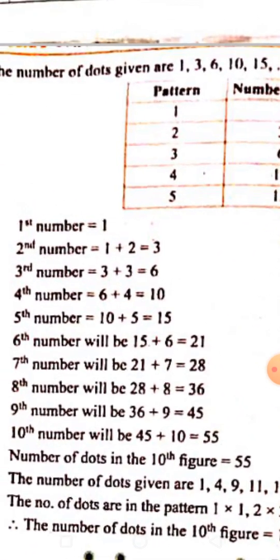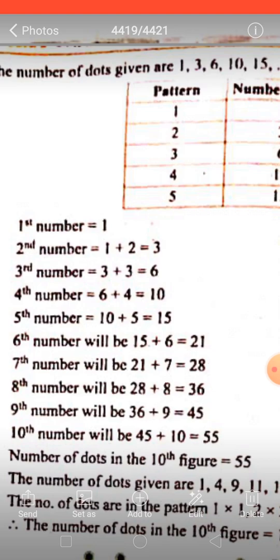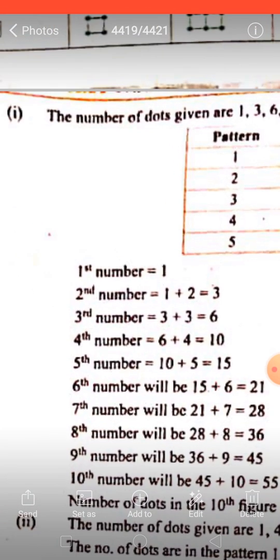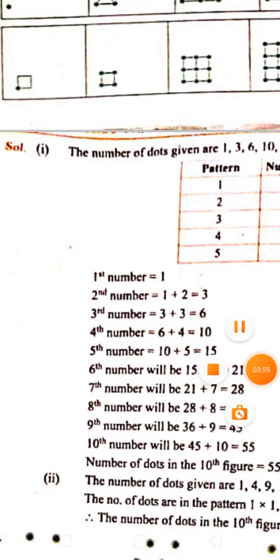Listen. Okay, so the first number is 1. The second number is 1 plus 2 is equal to 3. The third is what? 3 plus 3, 6. And 6 plus 4, 10. 10 plus 5, 15. After that, the numbers we add are 2, 3, 4, 5. After 5 we have to add 6. So 15 plus 6, 21. After 6 we have to add 7. So 21 plus 7 is 28. 28 plus 8 is 36. And then 55. So the number of dots in the 10th figure is 55. That's it. This is a very simple one.